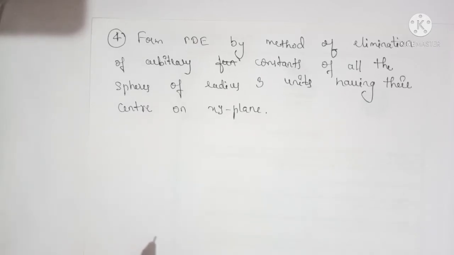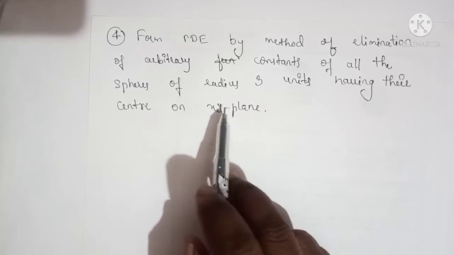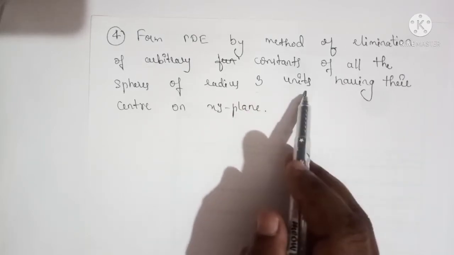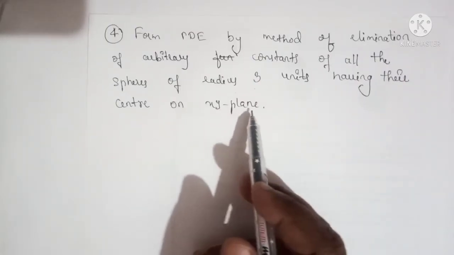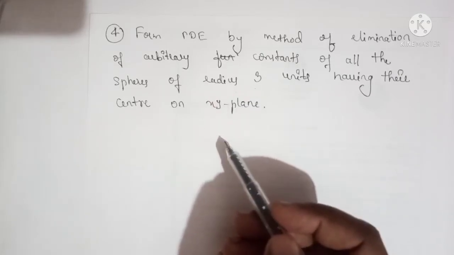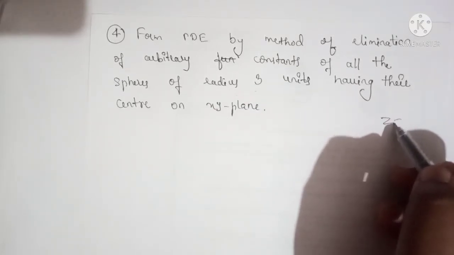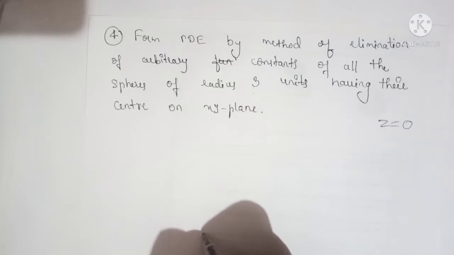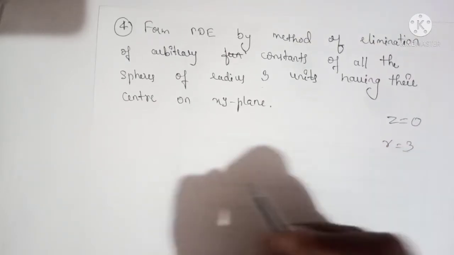Next question: form the PDE by the method of elimination of arbitrary constants of all spheres of radius 3 units having their center on the xy plane. So here the center is on the xy plane, so the z value, that is the z coordinate, is equal to 0 and the radius is equal to 3 units.